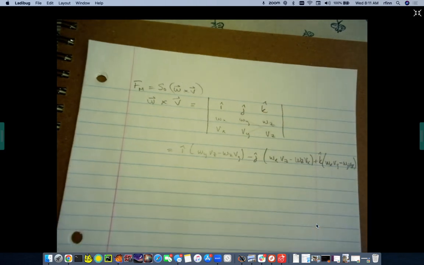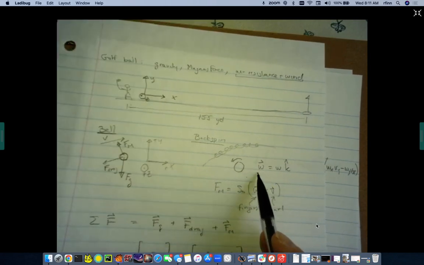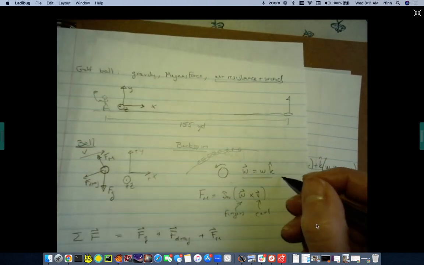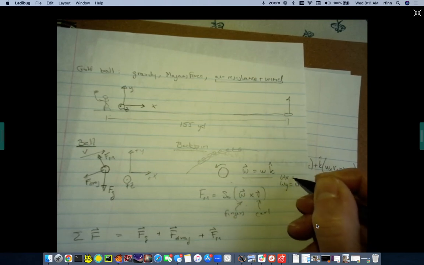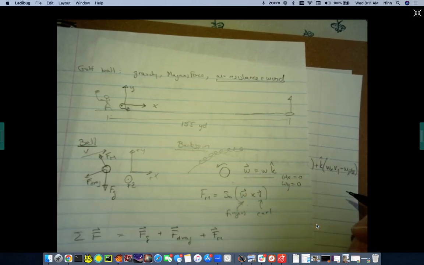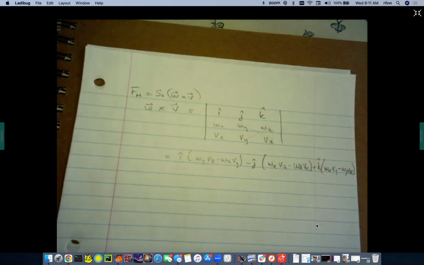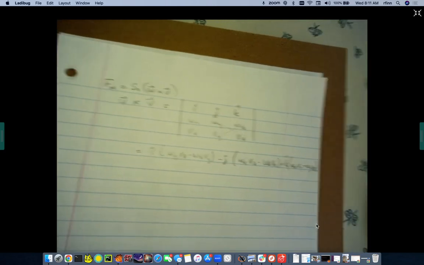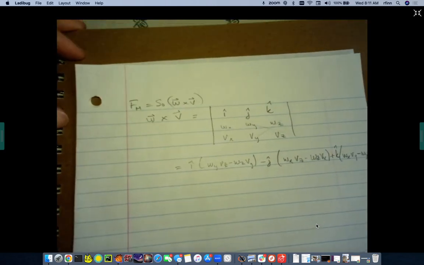Okay, so if we go back over here, remember we said that our angular velocity is only in the k direction. So omega x and omega y equal 0. So if we go over here and get rid of all the terms that have omega x and omega y.